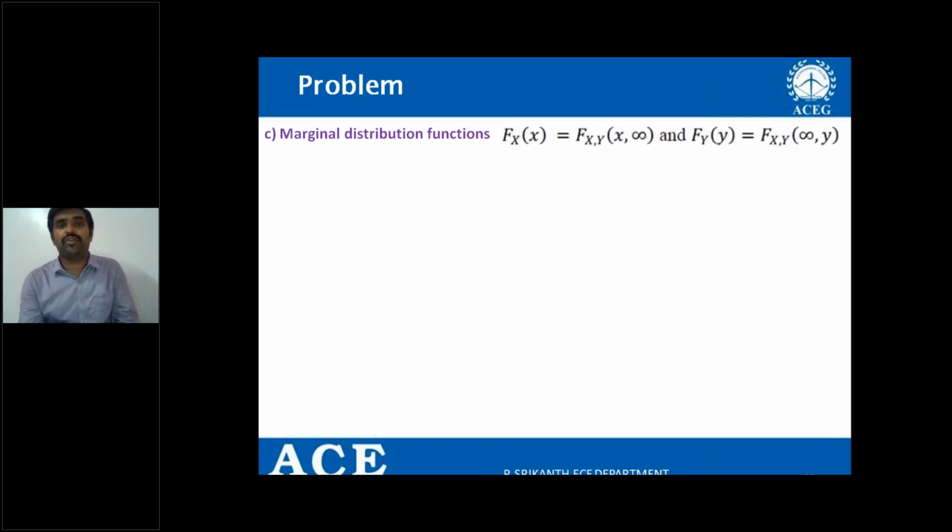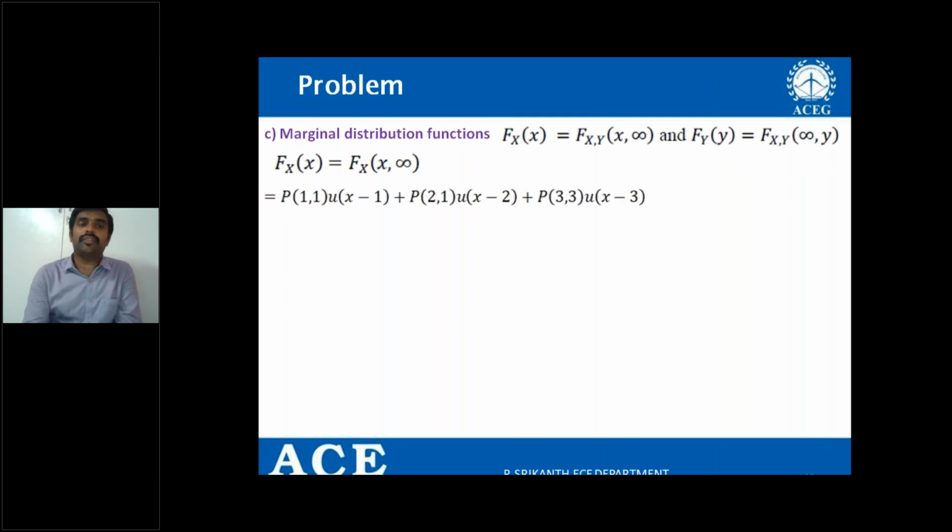Am I clear? Similarly here, we can derive the marginal distribution function. So how to derive the marginal distribution function? We all know that to derive the marginal distribution function, we need to make the other variable infinity. If I need to get fx of x, we have to make y infinity. If I need to get fy of y, I need to make x infinity. Am I clear? So therefore here fx of x equals fx comma y of x comma infinity. Therefore the second unit step function will vanish. Right? Simple thing. I have the 3D view.